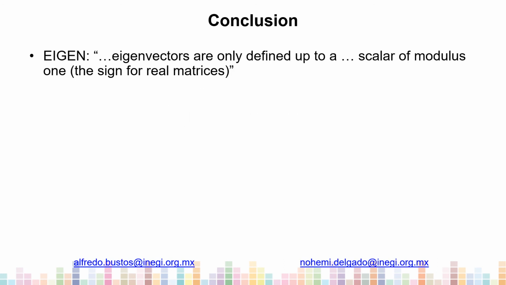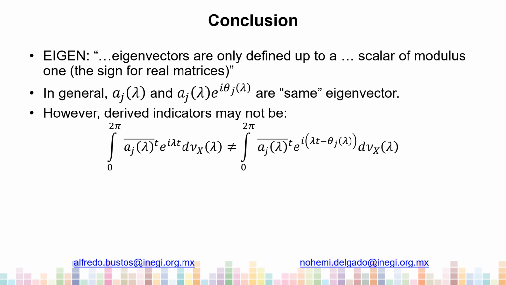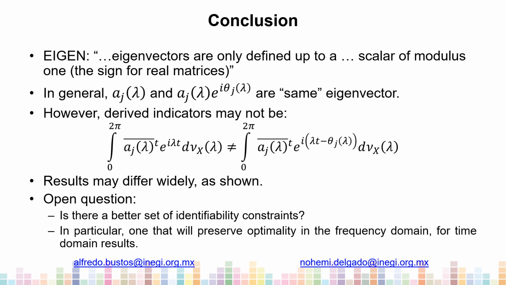Both sets of conditions provide an equally suitable spectral decomposition of the spectral matrices. However, the representation of the indicators is not necessarily the same. So, as has been shown, results may differ and may differ widely. This leads us to pose a more important question regarding a better set of identifiability conditions, one in particular that will preserve optimality in the frequency domain for the time domain results.